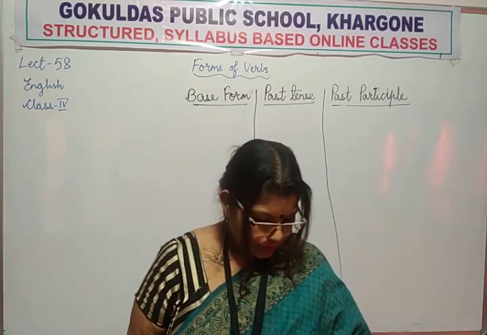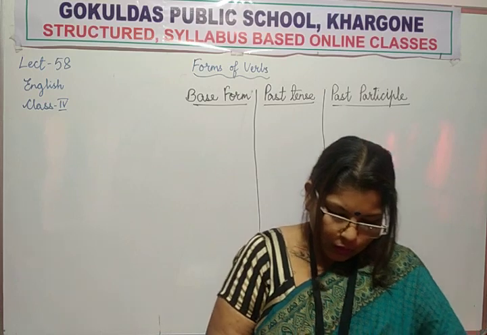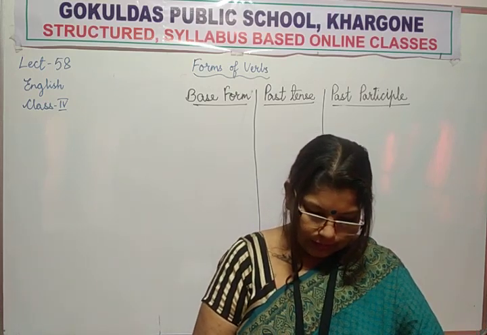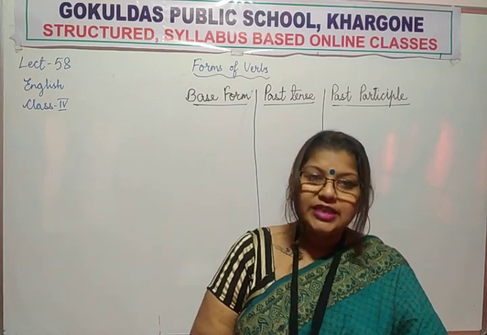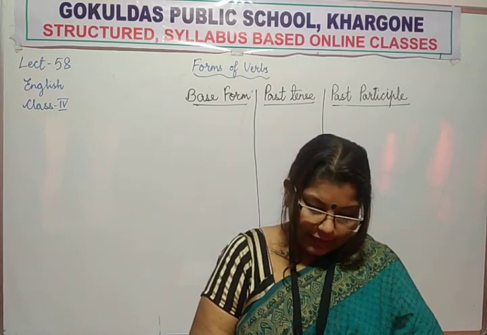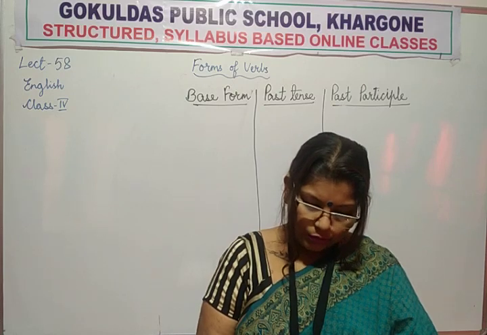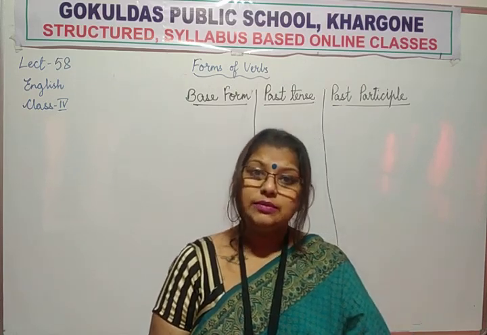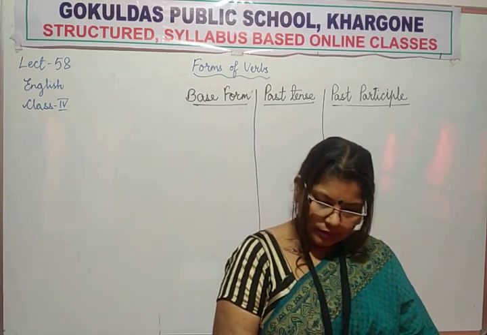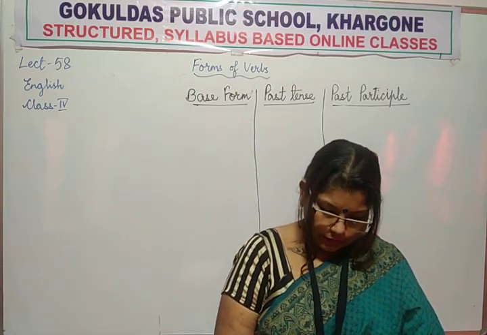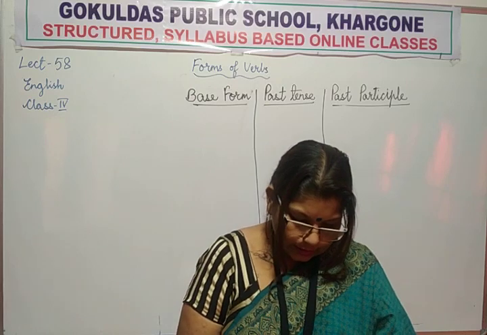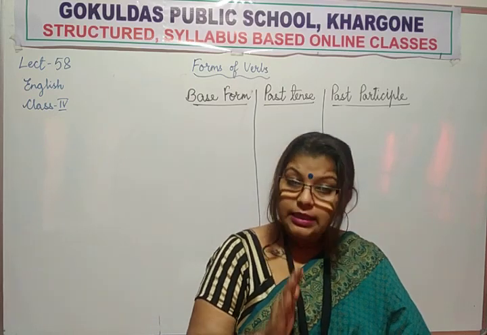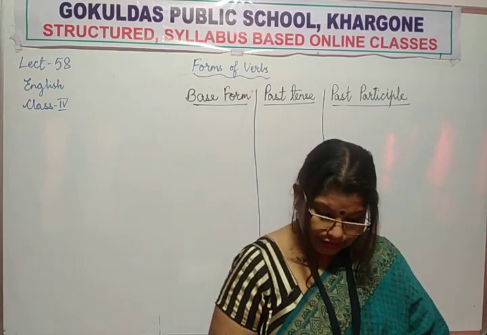Be, was, were and been. So when we write be, then the past tense becomes was and were, and past participle becomes been. Okay? Begin, began, begun. See? All three are different.